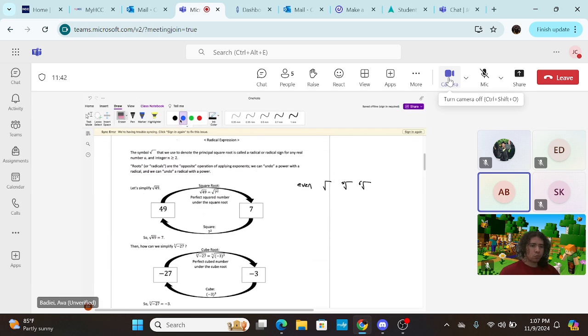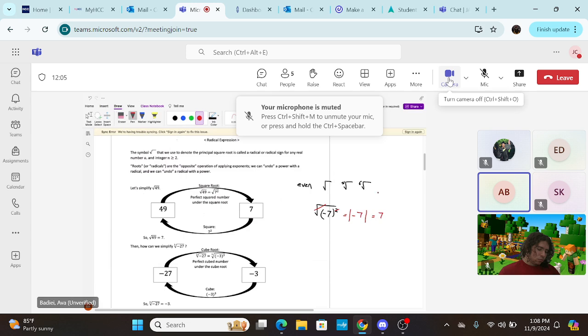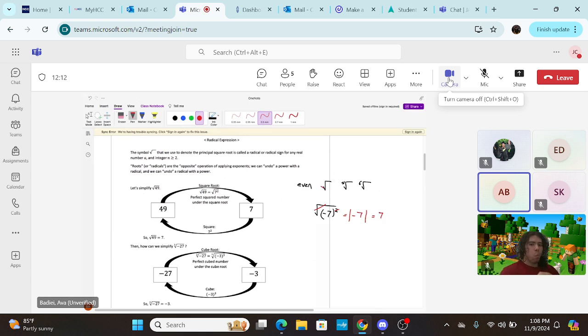So when you are taking, let's say, square root of negative 7 squared, for example, when you are canceling that power of 2 and the radical, you can't just say this is equal to negative 7. We are going to put this in an absolute value. The answer we get is going to be 7. So for even index, radicand can't be negative. Your final answer can't be negative.